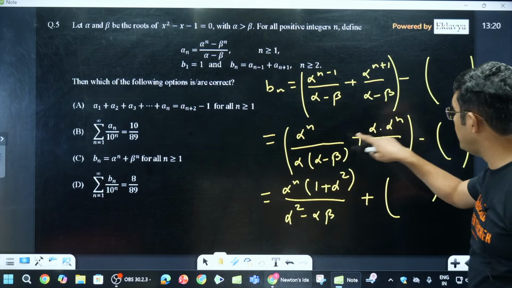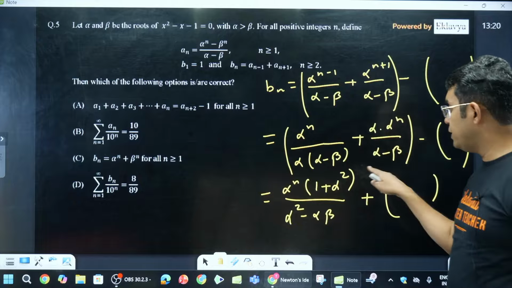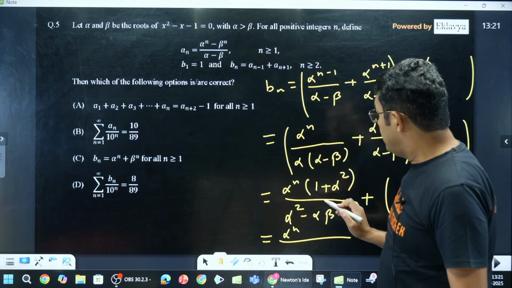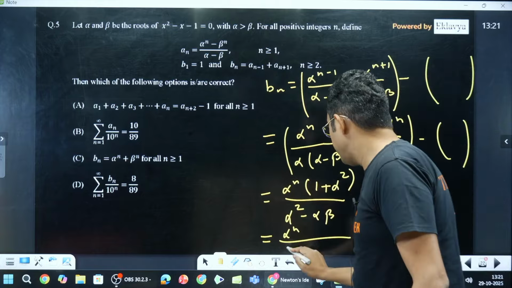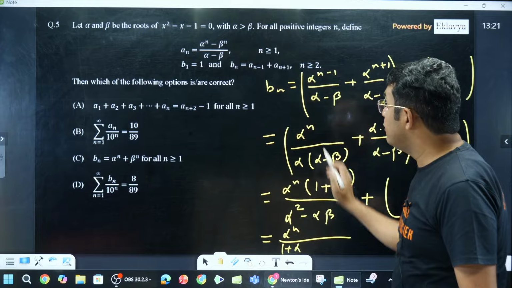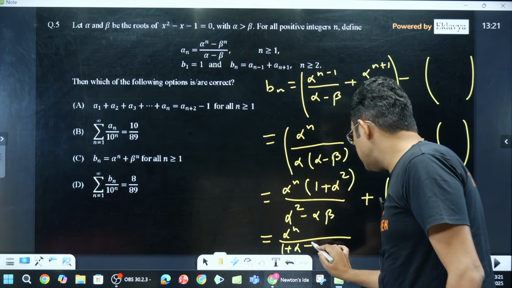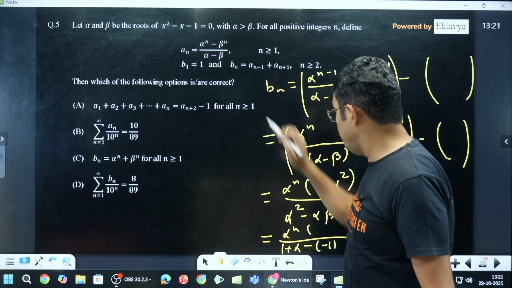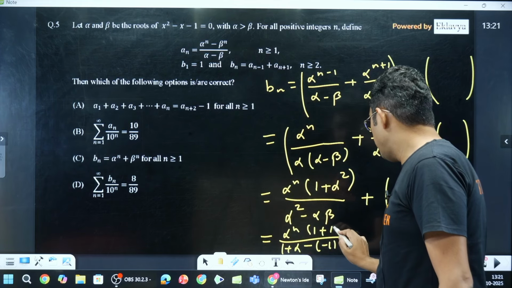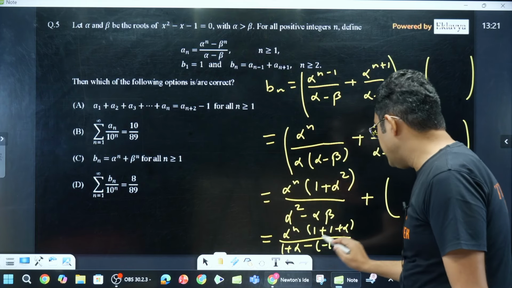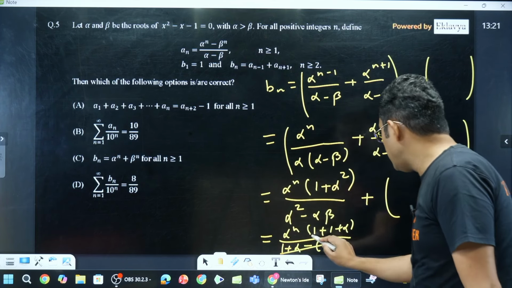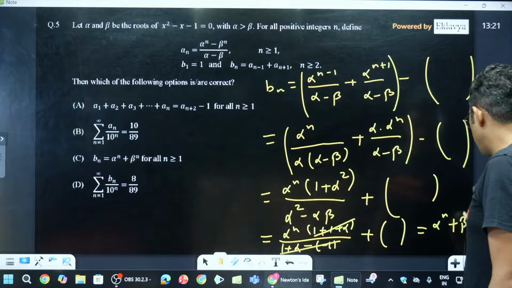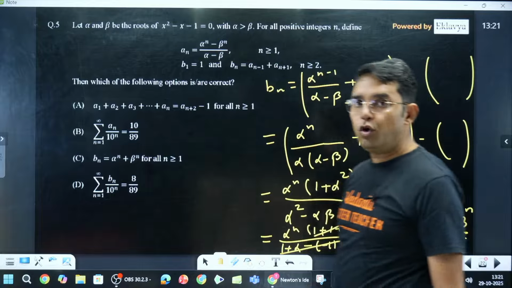Alpha n common, and this alpha will multiply, so alpha into 1 plus alpha square. Here you can write this as alpha n. This alpha square will be equal to 1 plus alpha, I can write it directly. And the alpha beta product is minus 1, so minus plus, it will be 1. And here alpha square, again in a similar way, will be 1 plus alpha. So you can see this 2 plus alpha is getting cancelled. The same will happen here also. So you are getting alpha power n plus beta power n. So this is also how you can do it.